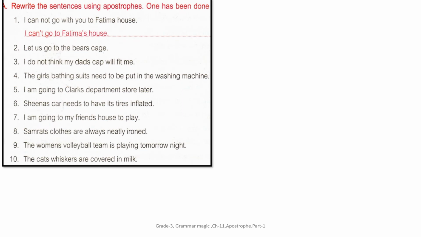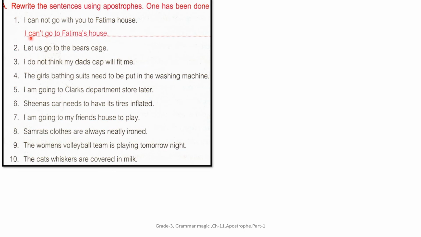Children, everyone open your page number 37. There is an exercise A. Rewrite the sentences using apostrophes. One has been done for you. First one, I cannot go with you to Fatima house. So children, is it a correct sentence? No. Then how will we change it? I can't go to Fatima's house.